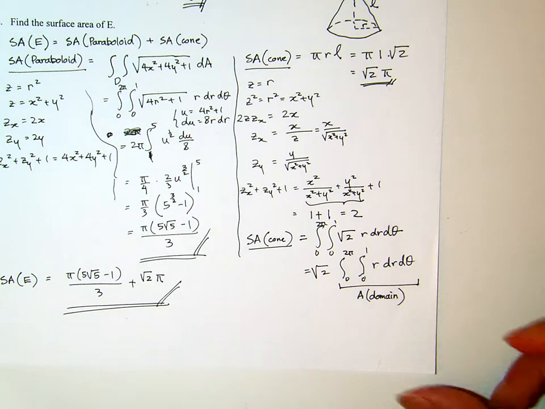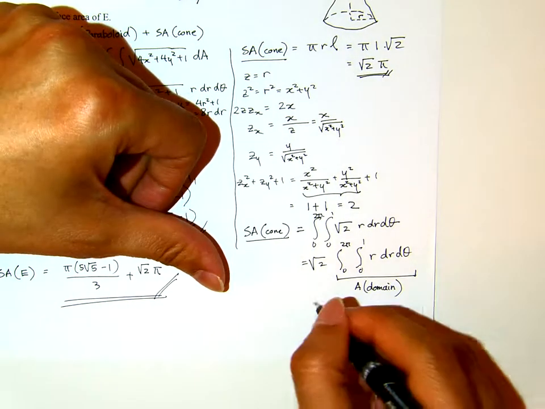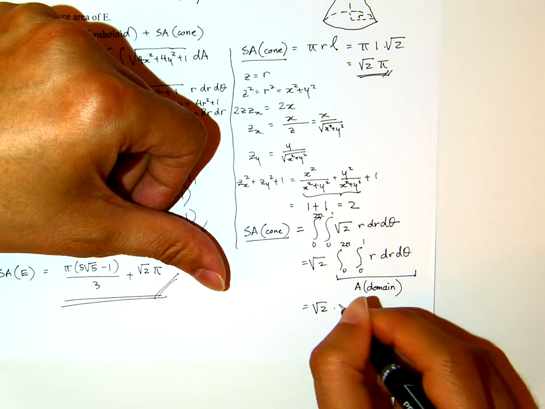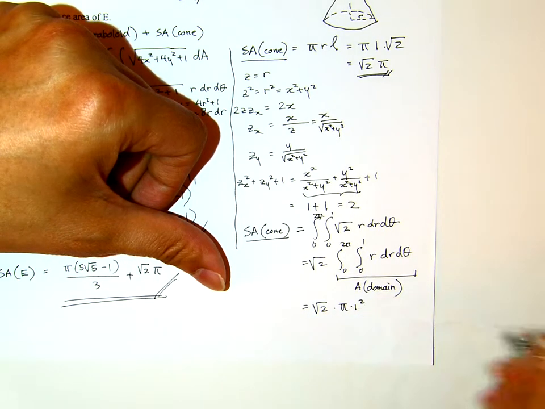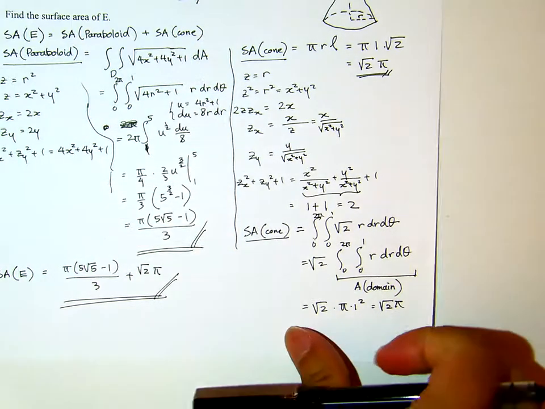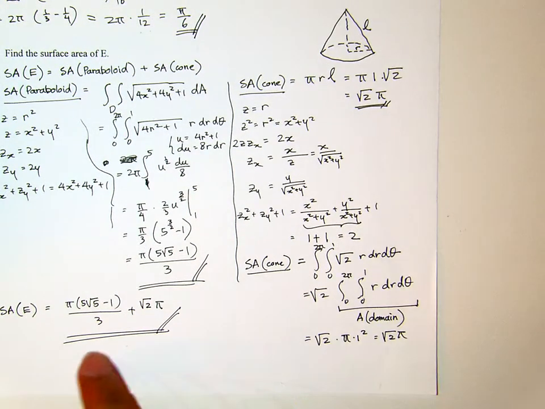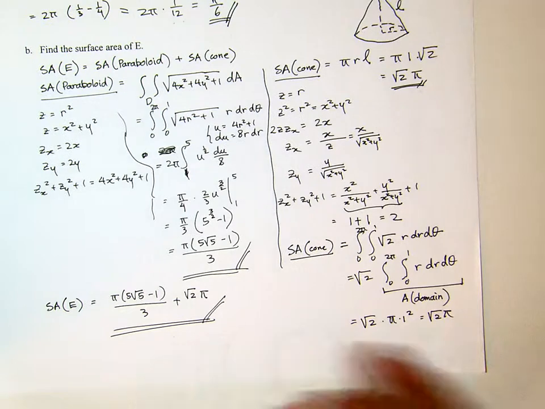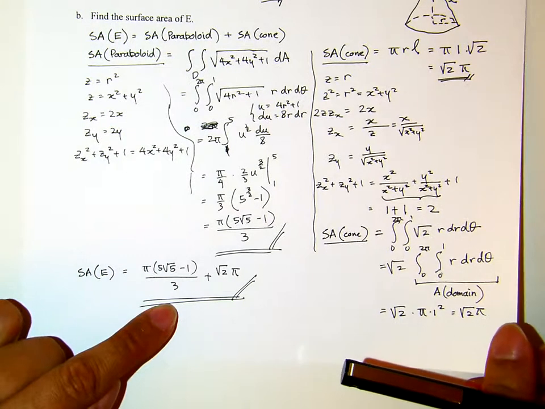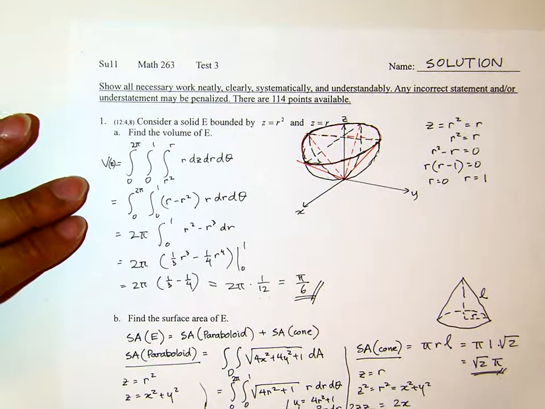Of course, you can do it regularly if you want, but use your intuition when you do some integrals, right? And this will be pi r squared, which is again radical 2 pi. That's what we expected to get earlier, using the result we have from geometry. Therefore, this will be our result for the total surface area for solid E. Okay, this is for Summer 2011, Math 263, Test 3, number 1, A and B.